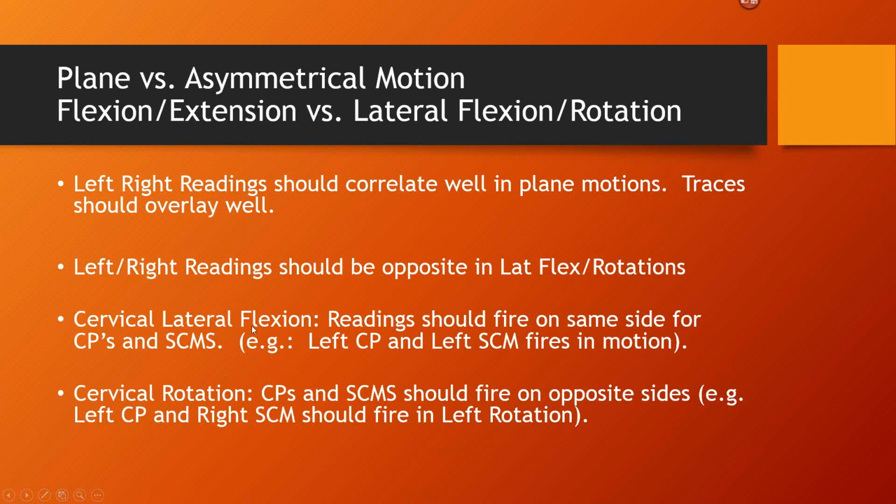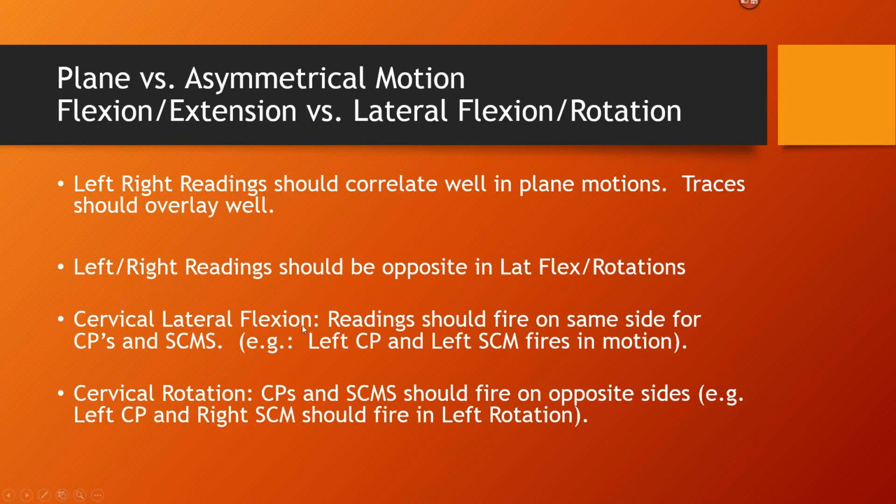So now there are 2 kinds of motions we're going to look at. There's planar, which is flexion, extension, and there's asymmetrical, which is lateral flexion and rotation. When you do these, you're basically going to look at a few different things. When you're doing a flexion or a plane motion, left and right readings should correlate well, so the tracers should overlay well. When you do left and right in lateral flexions and rotations, left and right should be opposite. So one side should fire without the other. If you're doing a left rotation, the left might fire, the right might fire, but the main thing is there should be a big difference between them.